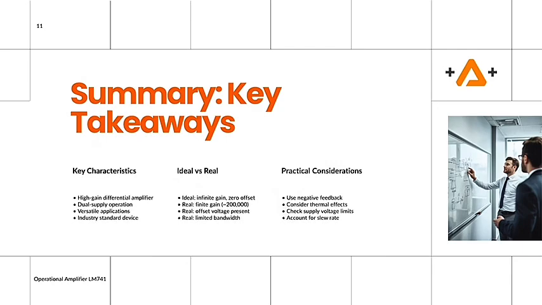In conclusion, the LM741 operational amplifier is a fundamental component that helps us understand the behavior of real analog circuits. By analyzing its parameters, we can design more accurate and reliable electronic systems. Understanding these characteristics is essential for any engineer working in the field of electronics.